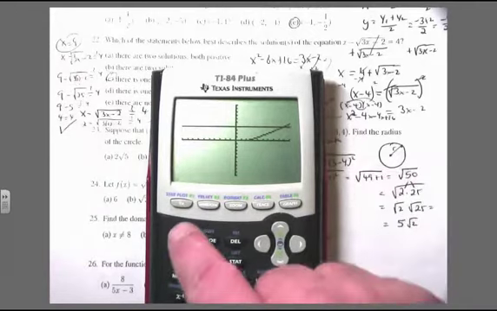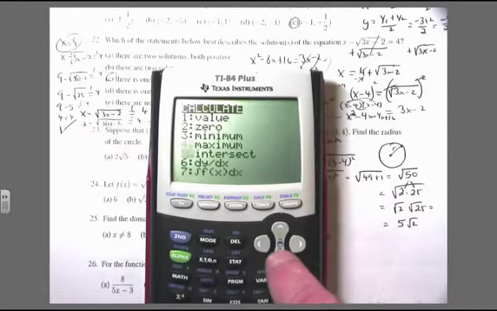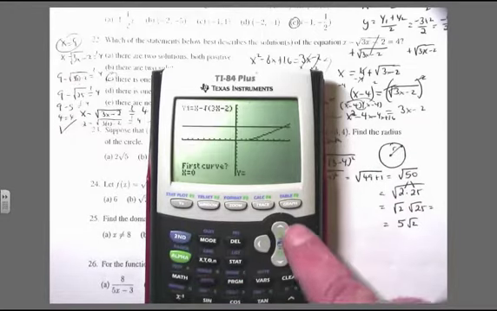That point right there. I can go second, calculate, and talk about intersection. Slide it over so you can see the cursor. Is this the first curve? Yes. Is that the second curve? Yes.